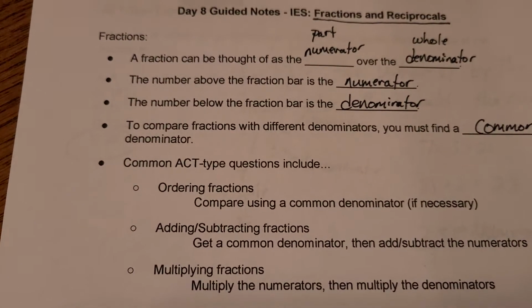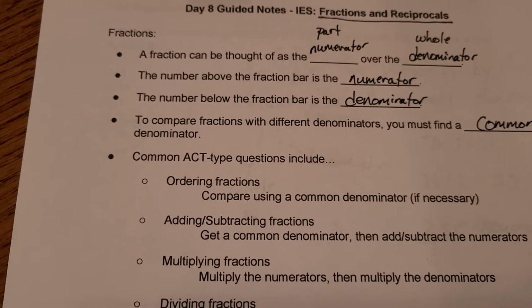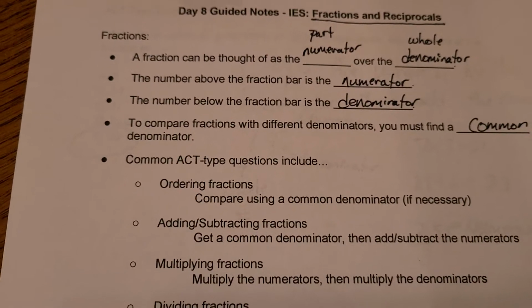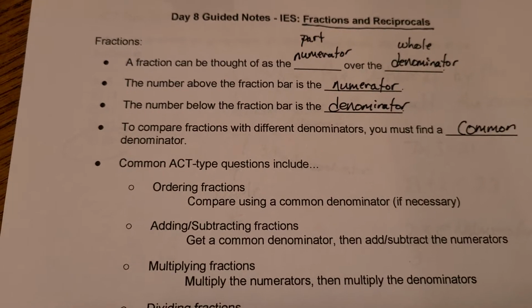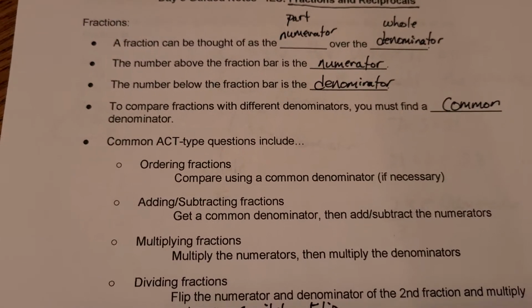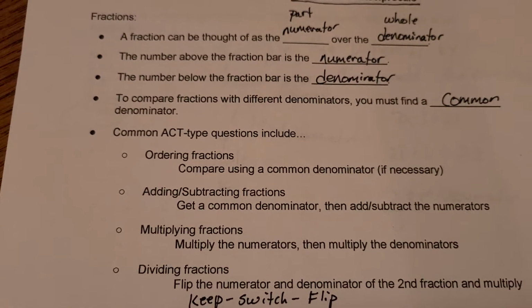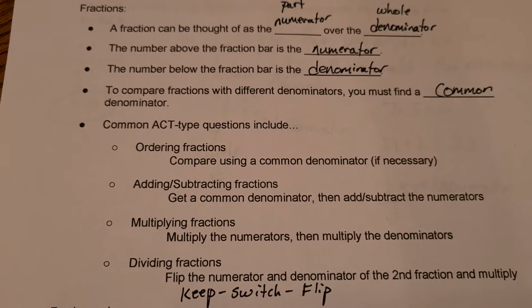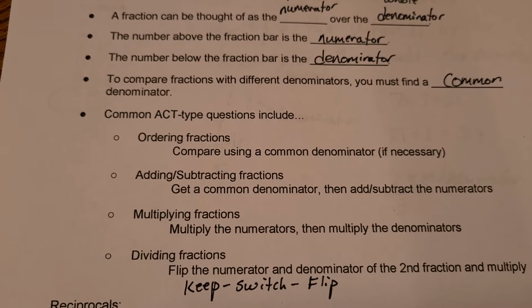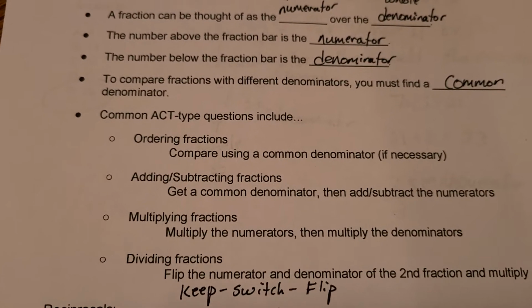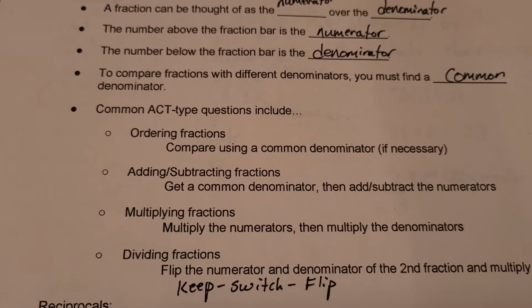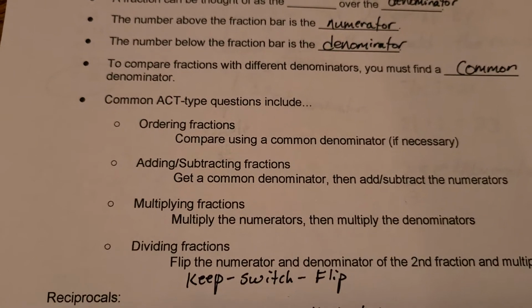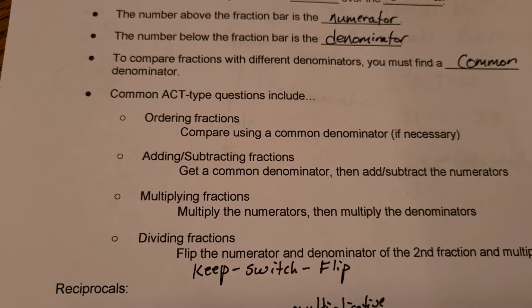For multiplying fractions, you multiply straight across, numerator times numerator, denominator times denominator, and then you reduce if possible. And your graphing calculators will reduce, and I'll show you how to do that here in a second. For dividing fractions, you flip the numerator and denominator of the second fraction and you multiply. This is what, when you learned it, it was called keep, switch, flip. You keep the first term the same, you switch from division to multiplication, and you flip the second fraction.